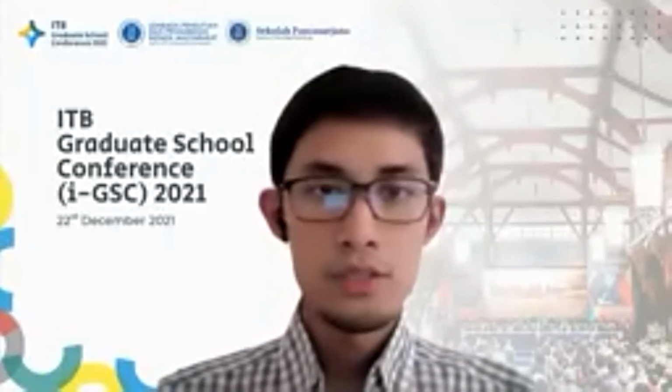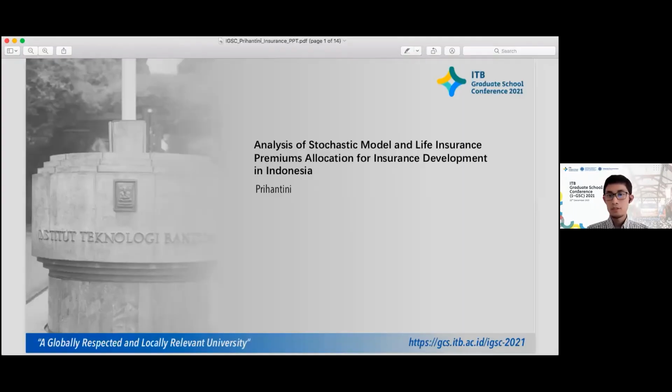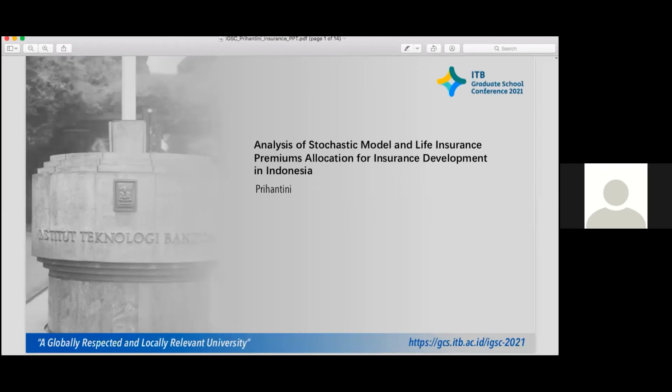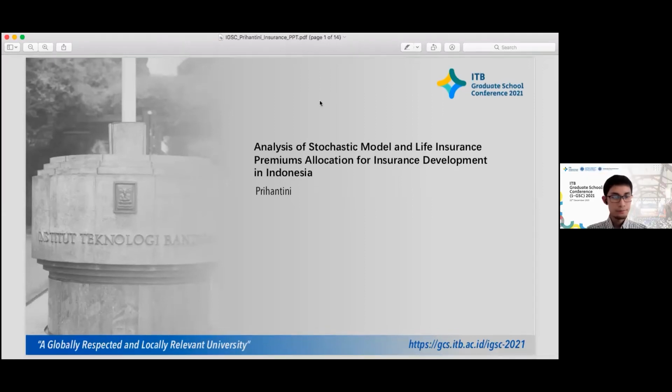Then we'll move to our next speaker, our last speaker actually, Ms. Prihantini Titin. I think she's here. Perfect. She will provide the results of her study entitled Analysis of Stochastic Model and Life Insurance Premiums Allocation for Insurance Development in Indonesia. Without further ado, the floor is yours.